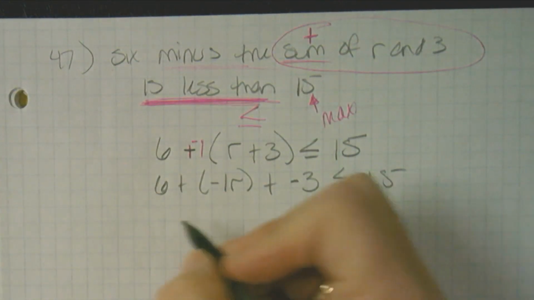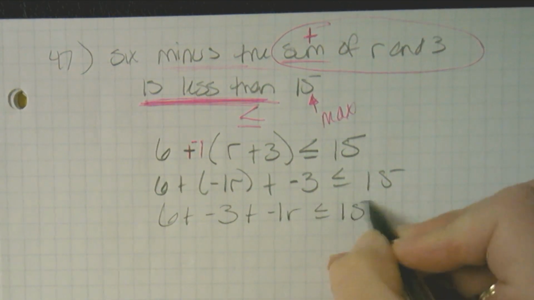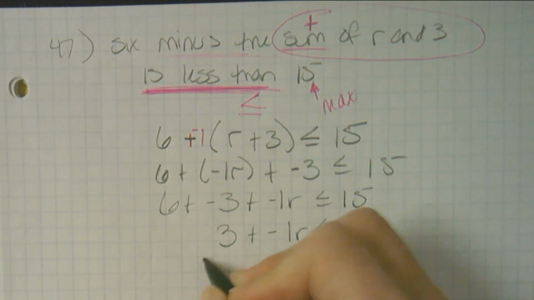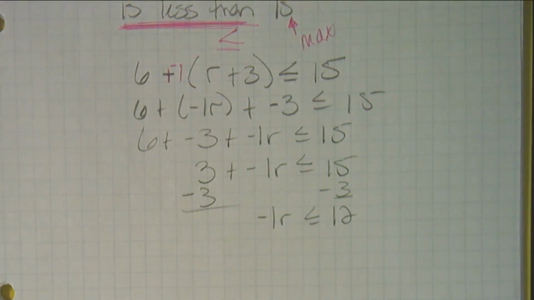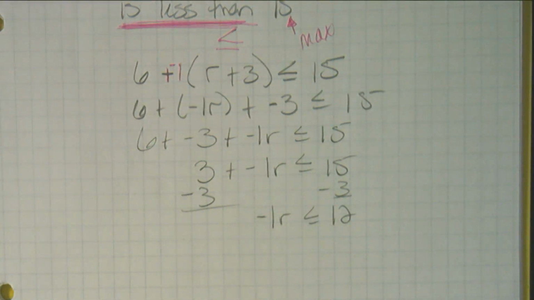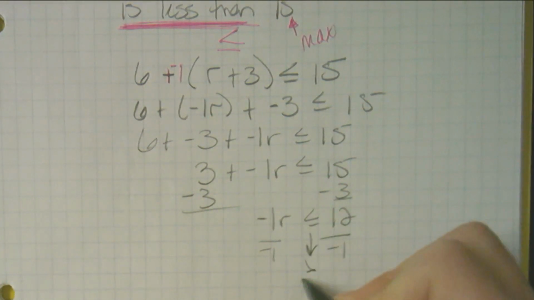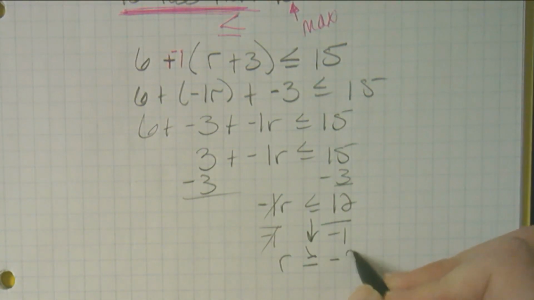And now I'm just going to finish this. So I have 6 plus negative 3 plus negative 1r is less than or equal to 15. I have 3 plus a negative 1r is less than or equal to 15. And now I just have a two-step inequality that I have to solve. So I get down to negative 1r is less than or equal to 12. What do I do now? Charlotte? Well, I don't flip the symbol yet. I divide by negative 1, and that's the reason I flip that symbol. Absolutely. So I end up with a positive 1r is greater than or equal to a negative 12.